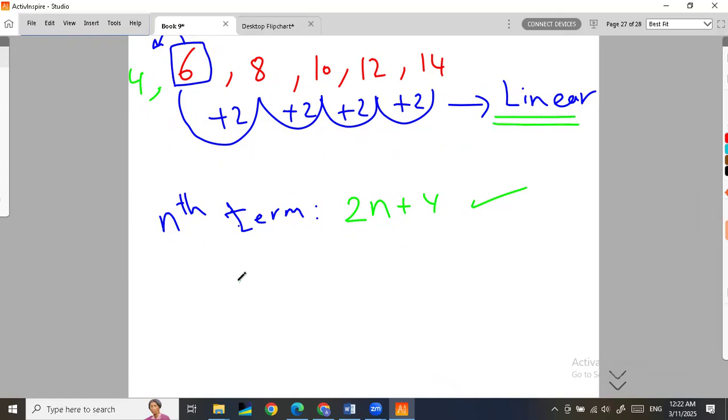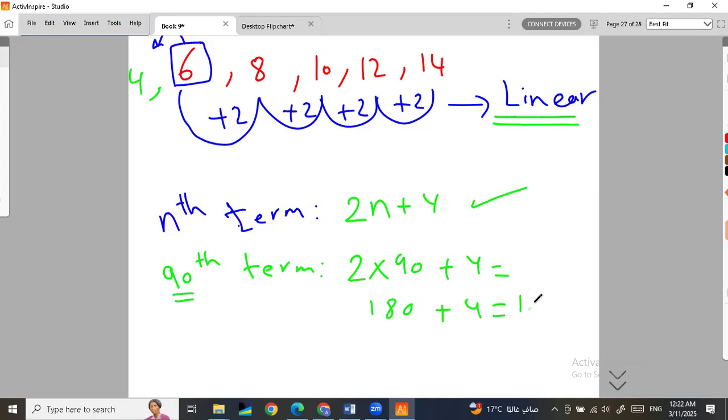They might request from me to find, for example, the 90th term. So they might say to you, find the 90th term. So I'm just going to substitute n with 90. So it is 2 times 90 plus 4. 2 times 90 is 180, plus 4, 184. So I used the nth term to find the 90th term in around 10 seconds only.